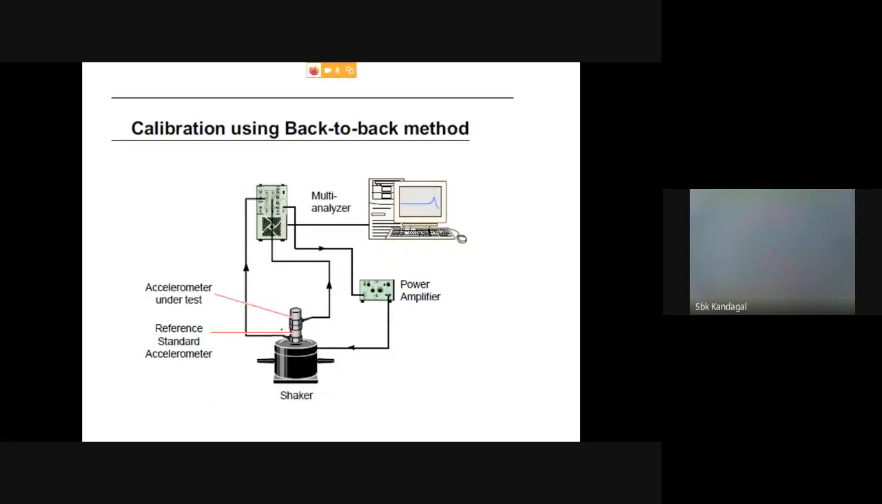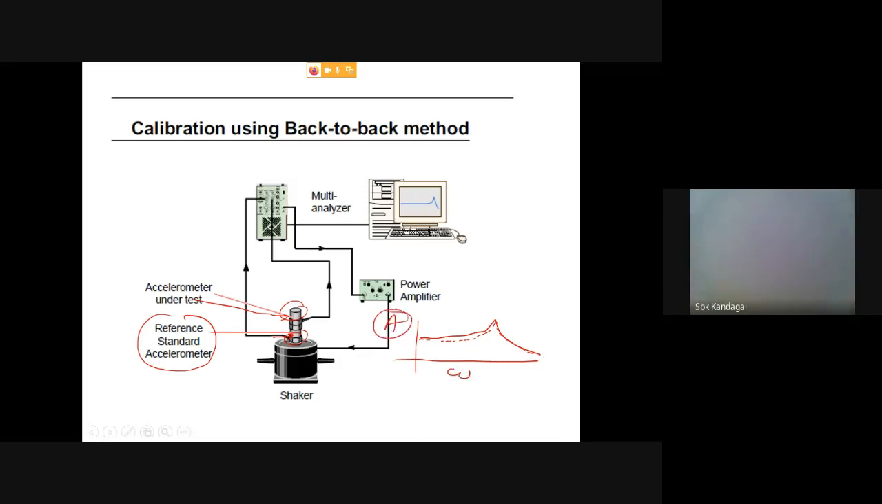So for back-to-back accelerometer calibration, you have a reference standard accelerometer and you have the accelerometer to be calibrated. Then you can sweep the frequency and find out whether the accelerometer being calibrated is good or bad, using frequency versus amplitude.